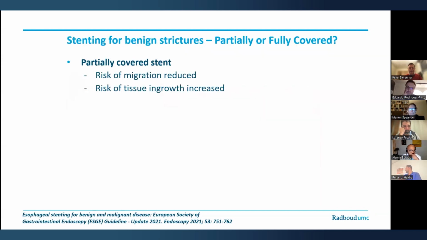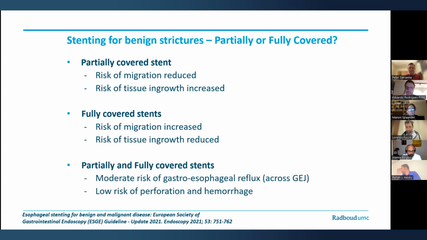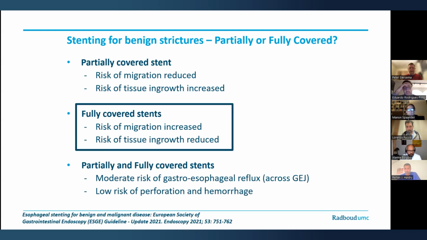And what is pro and con when we're speaking about stents? Partially covered stents have a reduced risk of migration, but an increased risk of tissue ingrowth in benign strictures. And fully covered stents have an increased risk of migration and a reduced risk of tissue ingrowth. And as already was mentioned by Rehan, when stents are placed across the GE junction, then there's an increased risk of reflux. And the stents that are nowadays available have a very low risk of perforation and hemorrhage. And for a benign indication, it's preferable to use fully covered stents.